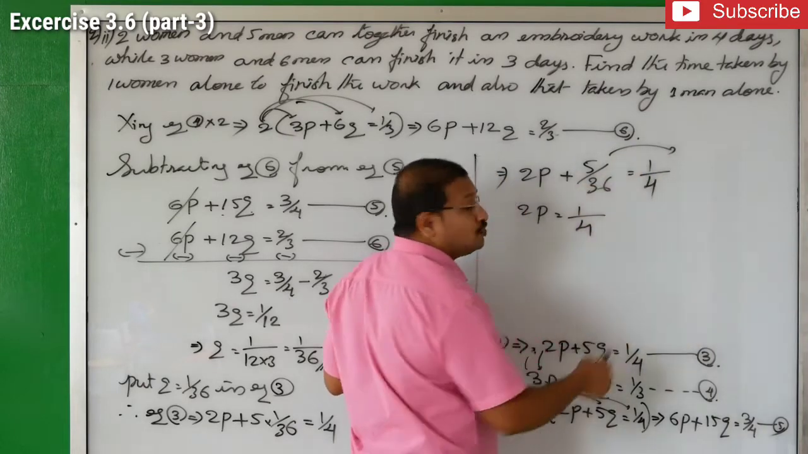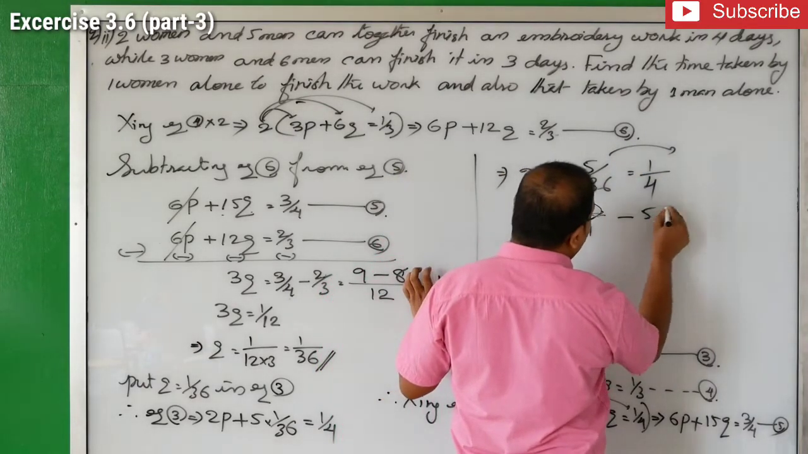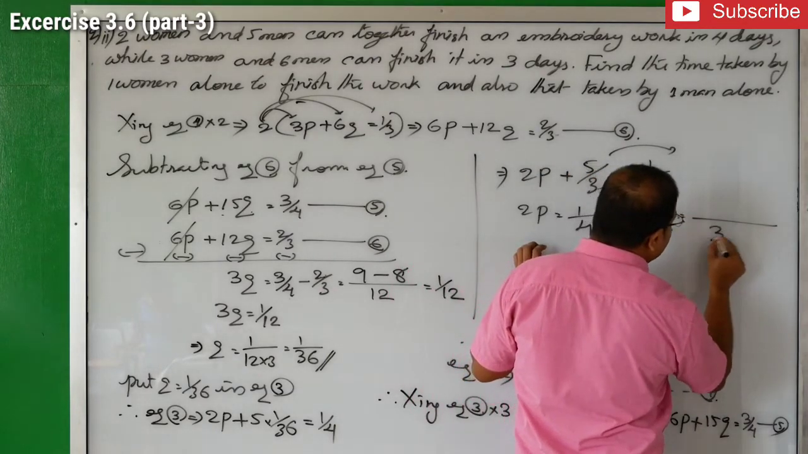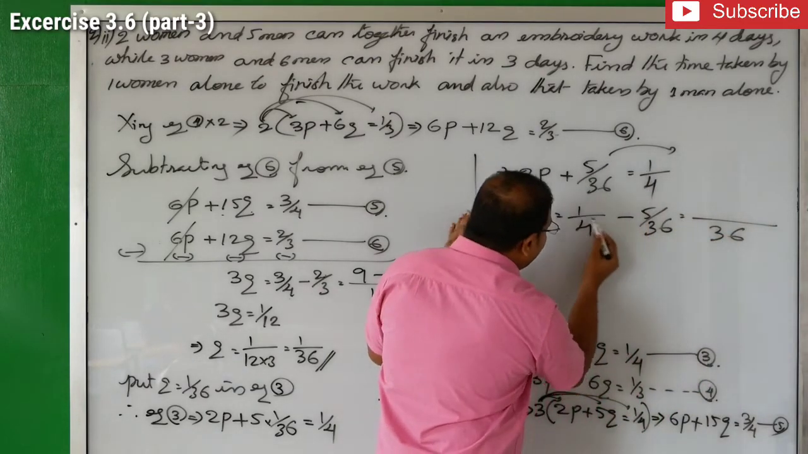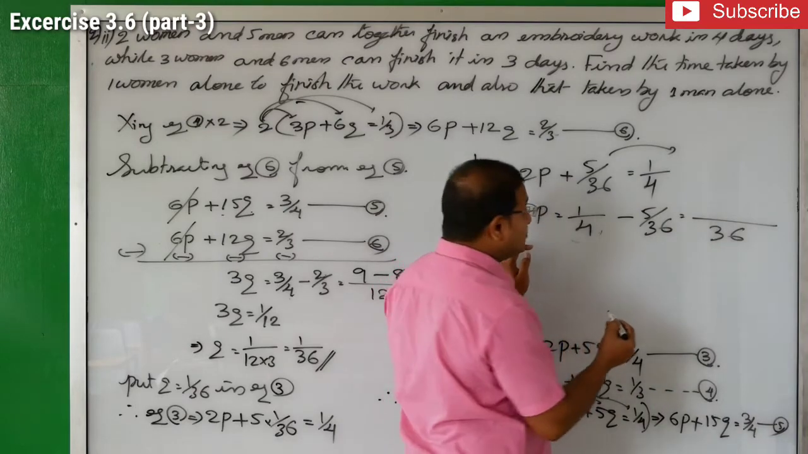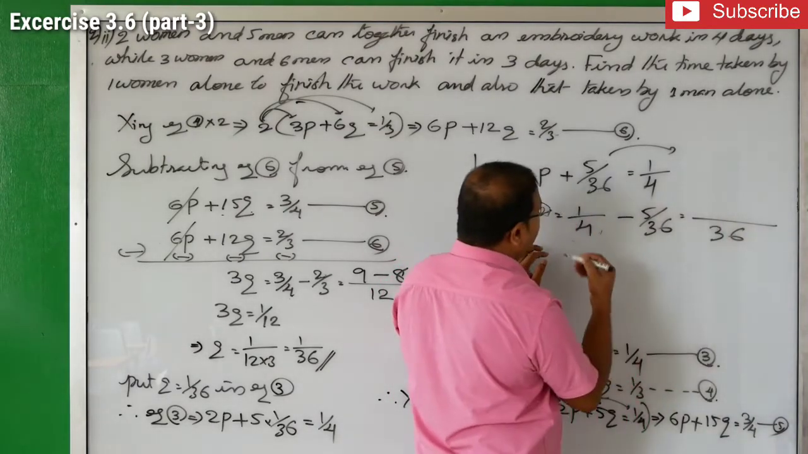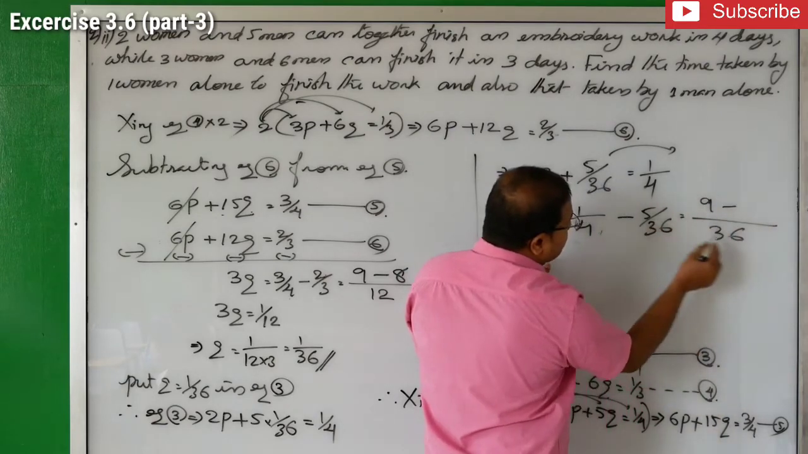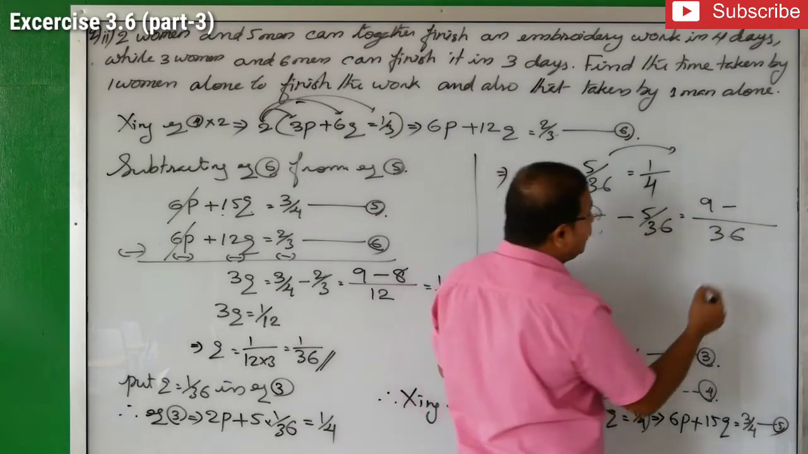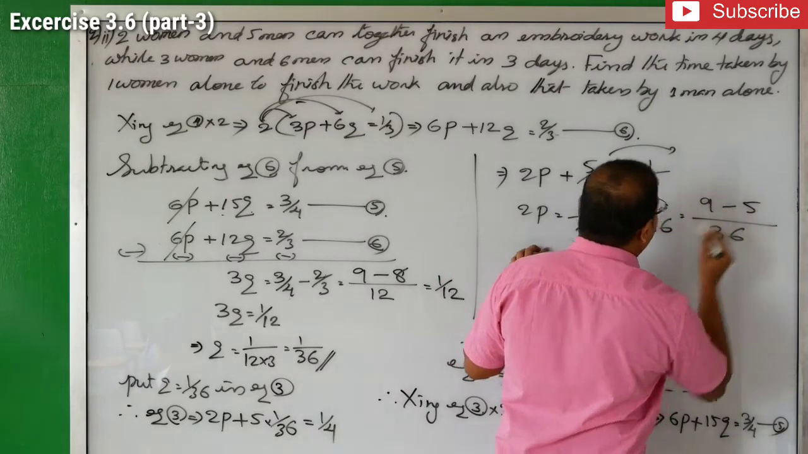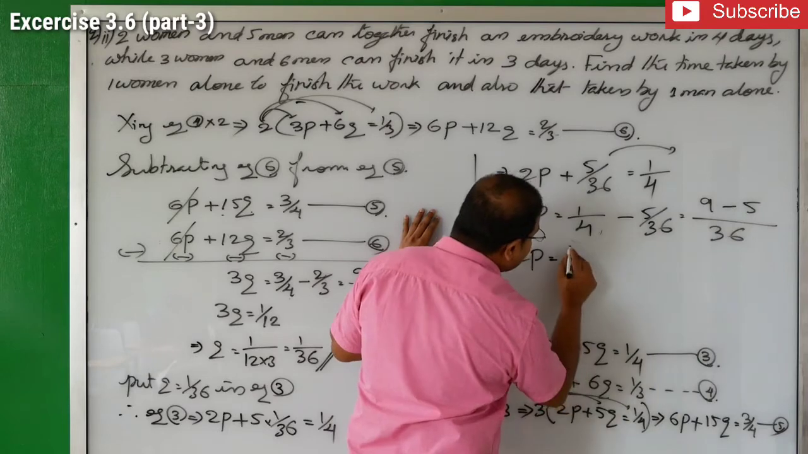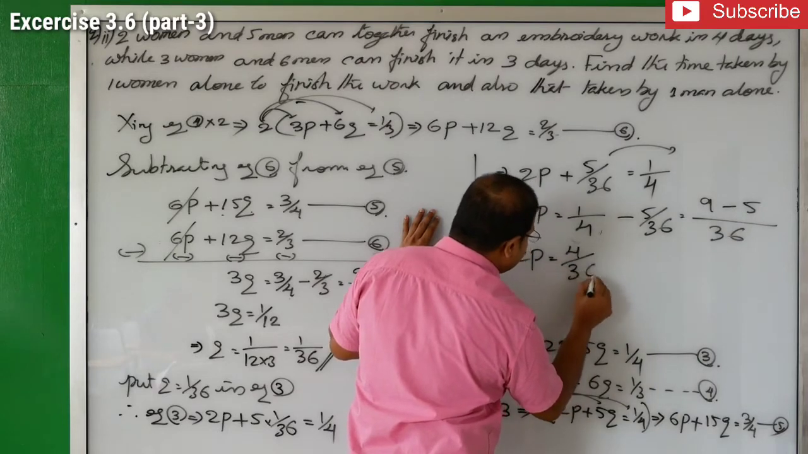5 by 36 goes to the next side. Minus 5 by 36. We will take the LCM as 36. Now, 4 into how much will you get? 36. 4 9s are 36. That means 9 will multiply in the numerator. 1 9s are 9 minus. Here it will be the same because the denominators are the same. That means 9 minus 5. So we got 2p equals 9 minus 5, which means 4 by 36.